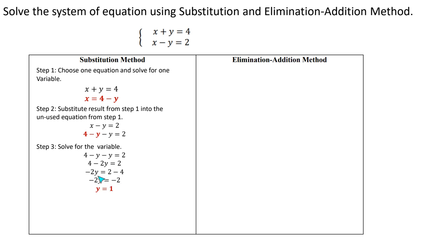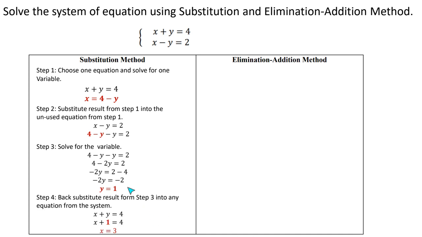And so I'm going to subtract the 4, and I end up with -2y is equal to 2 minus 4. 2 minus 4 is -2, so y is equal to 1. So right now, that is our y coordinate. Now we need to find the x coordinate, so we do something called back substitution. I can take this answer and plug it into either of the two equations. I'm going to choose the first equation. So I end up with x plus 1 is equal to 4. Subtract the 1 and I get x equals 3. So my solution is (3, 1).